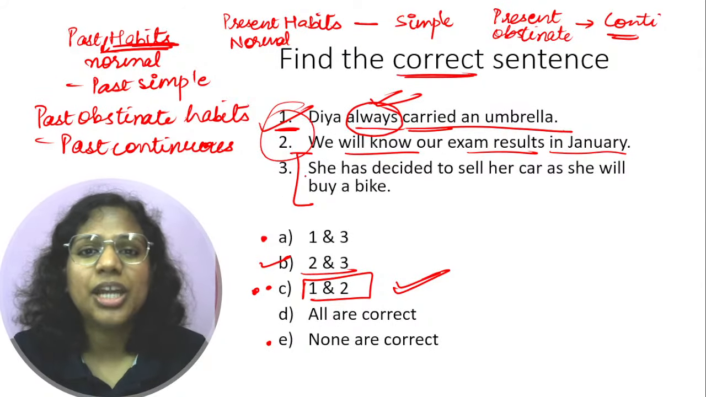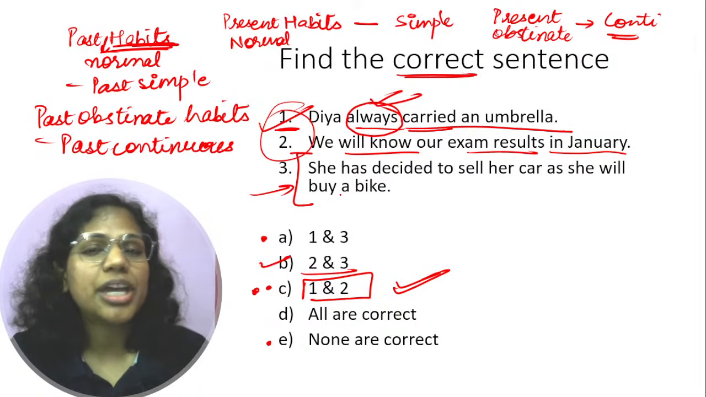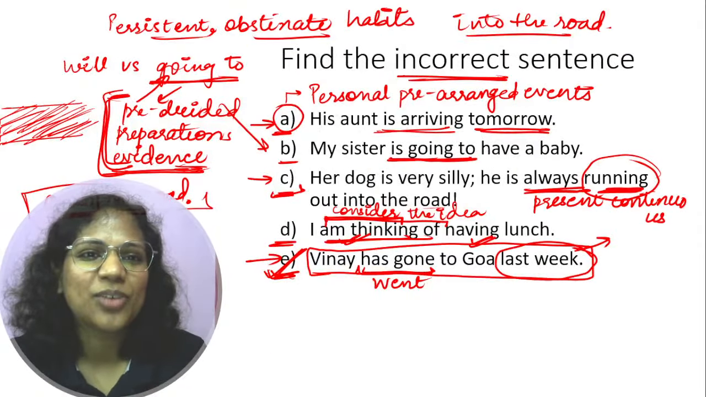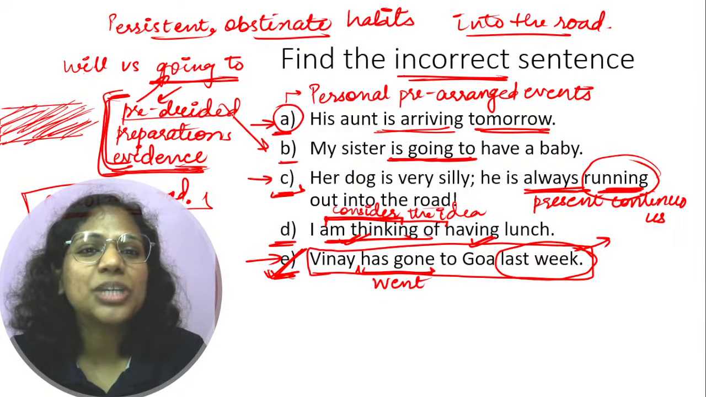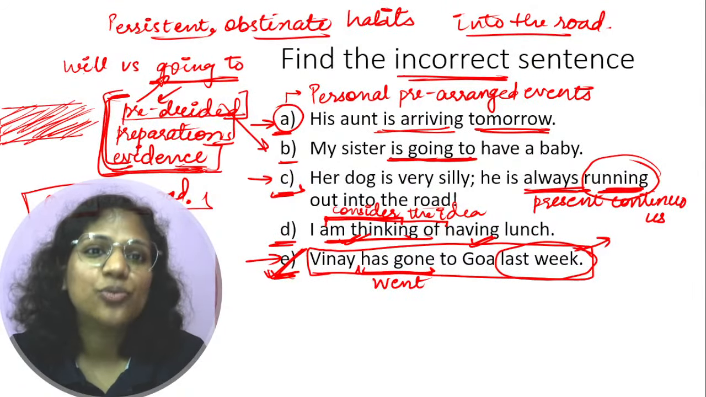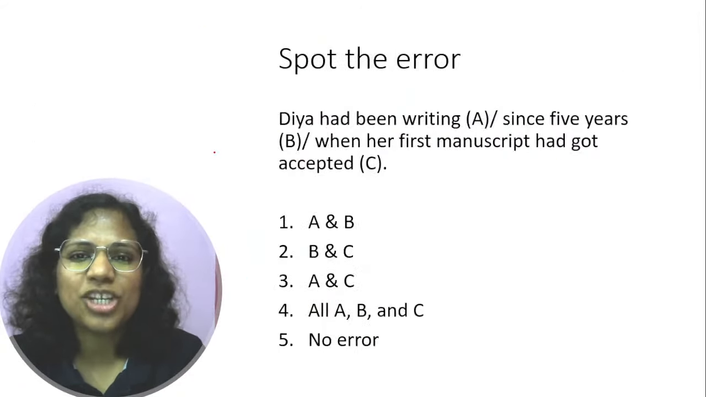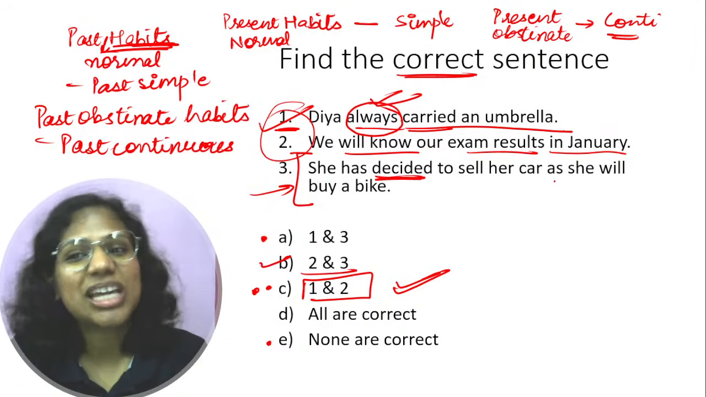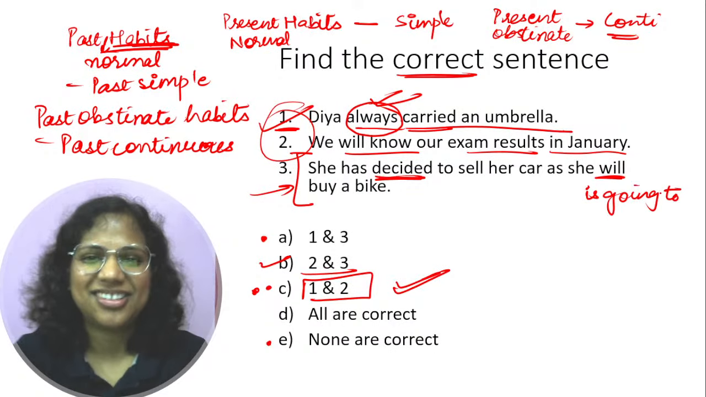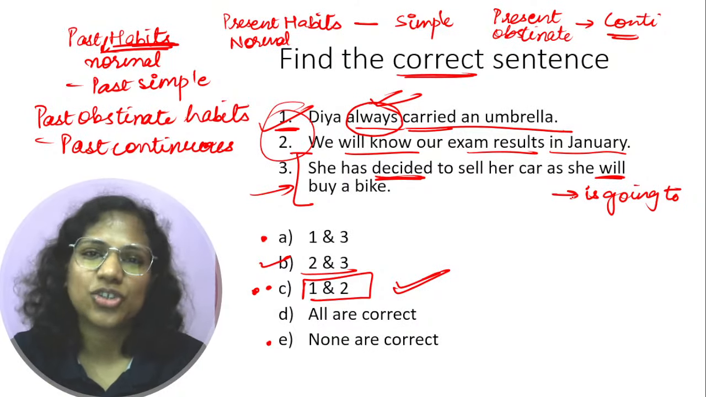All right. Now, she has decided to sell her car as she will buy a bike. Okay, so what's the error? The error is very, very subtle here. So, remember I told you something, will versus going to. For events that are pre-decided, basically for which preparations have been made, where you've taken your decision or where we have some evidence, we should prefer, in fact, we should use going to. Okay. So here, preparations. She has decided to sell her car as she is going to buy a bike. Is going to is any day a better construction as it's a pre-decided thing.